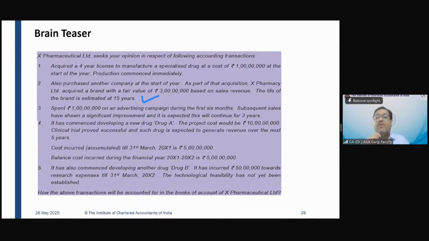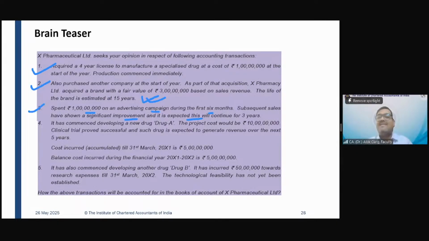This brand has to be recorded at fair value of 3 crores. And this brand is going to be amortized over a period of 15 years. So every year you will amortize 20 lakh rupees. Simple. The first question was for separate acquisition. The second part was for business combination, acquisition of a company. Third, spent rupees 1 crore on advertising campaign during the first 6 months. Subsequent sales have shown a significant improvement and it is expected that this will continue for 3 years.